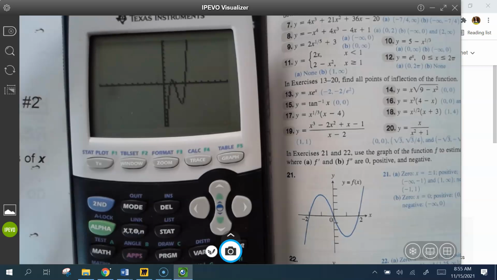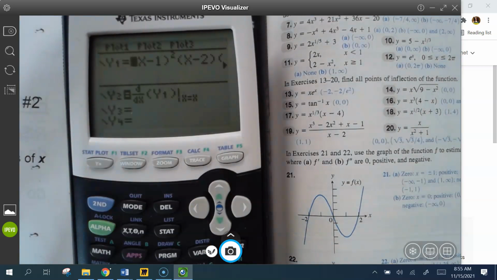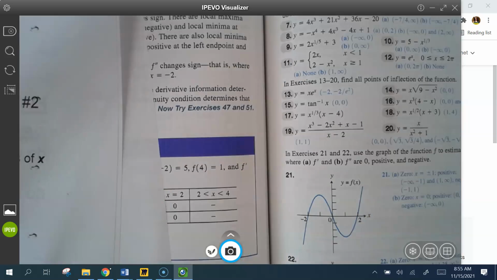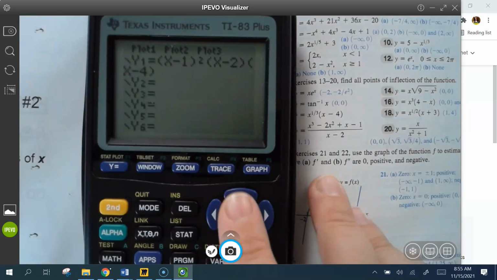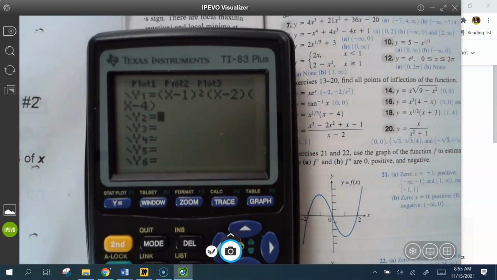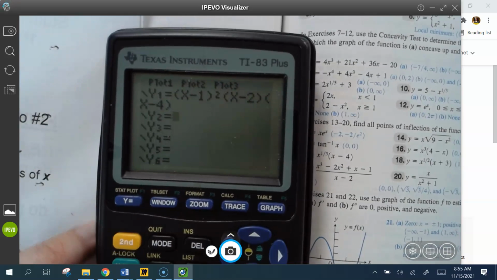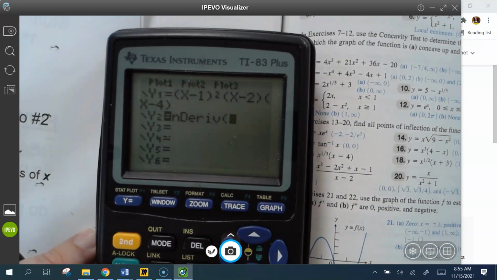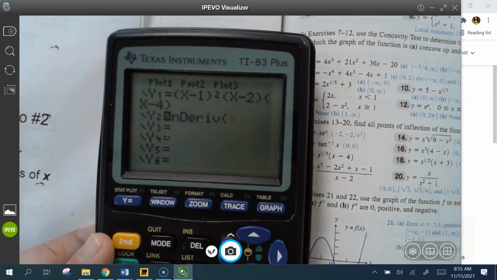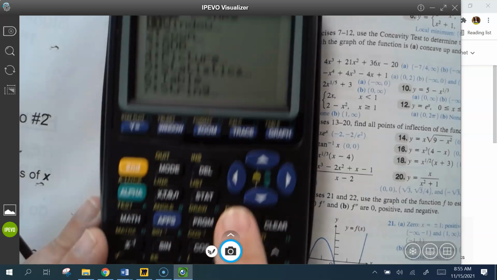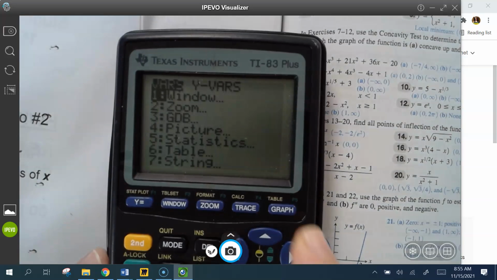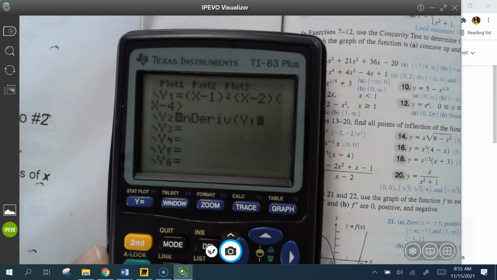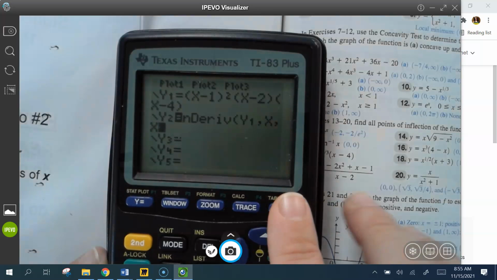Remember, I'm typing in the second Y equals, typing in Y2. All right, if you've got an 83, I've got my Y equals in the first one, right? So I'm still going to go into Y equals. Now I'm going to call my function up. Vars is right here beside clear. Vars over to Y vars, function, Y1, and then X, and that should graph it for me.